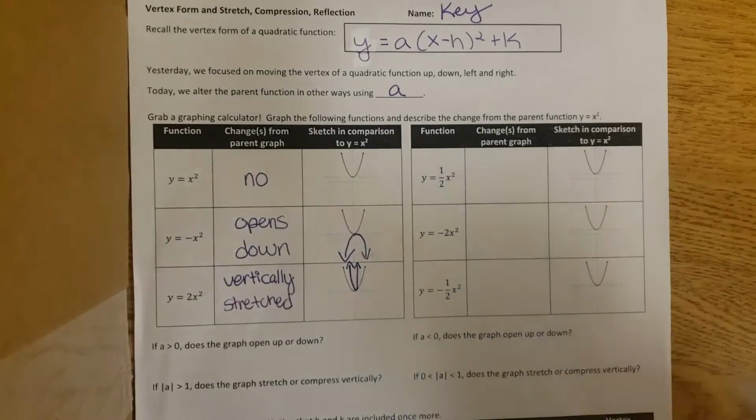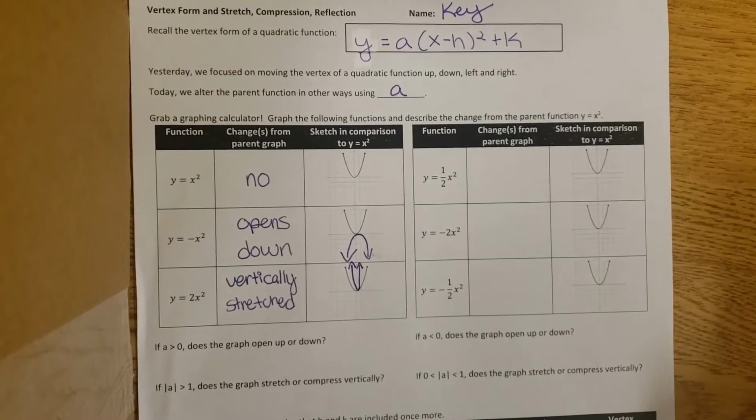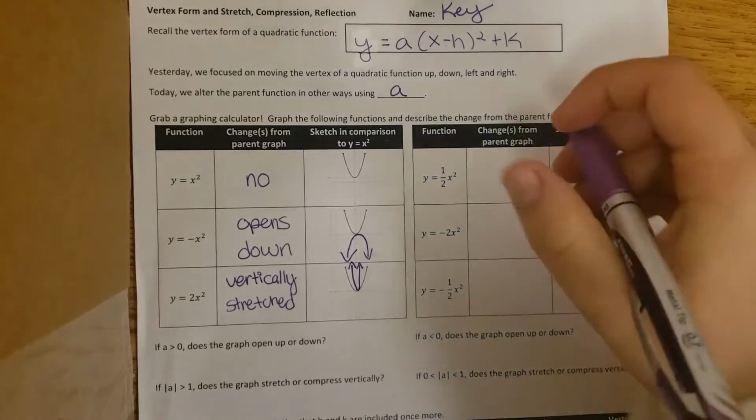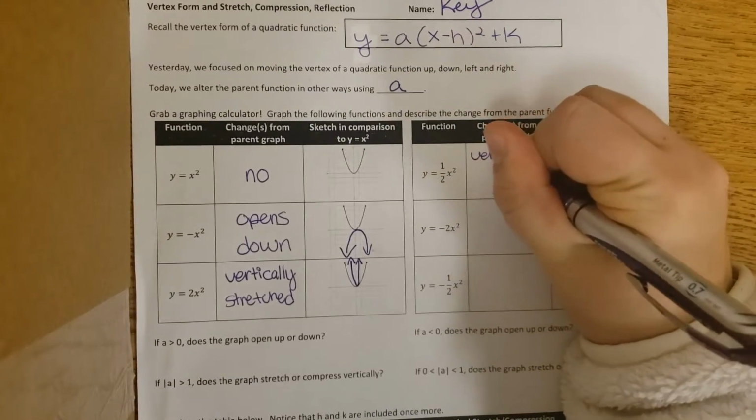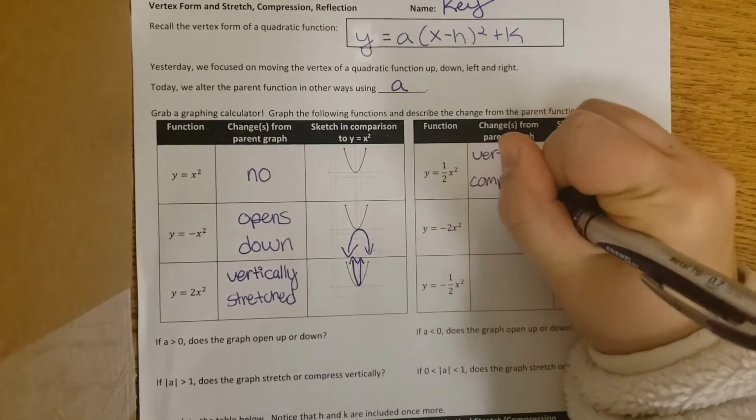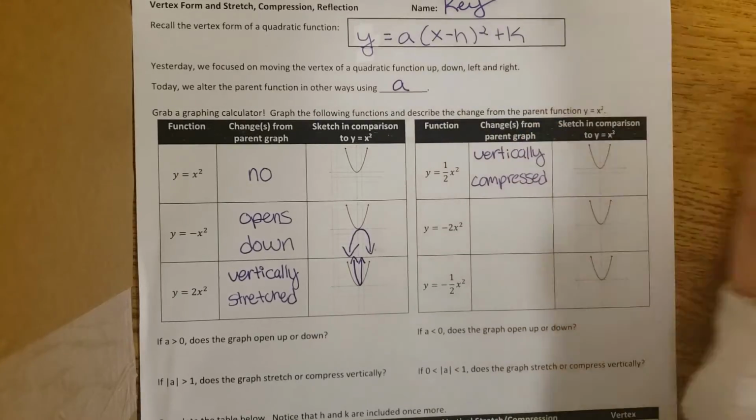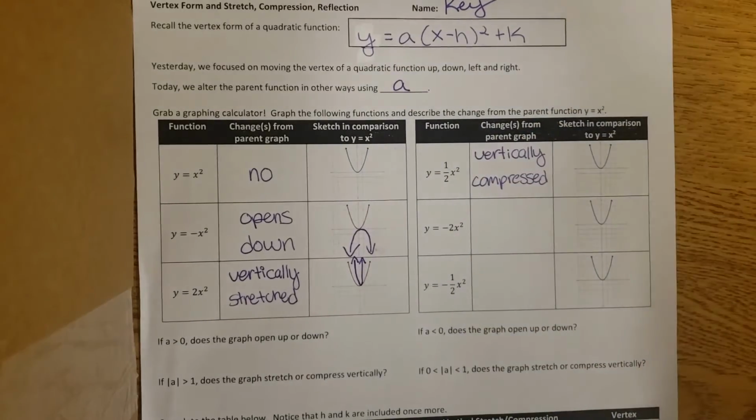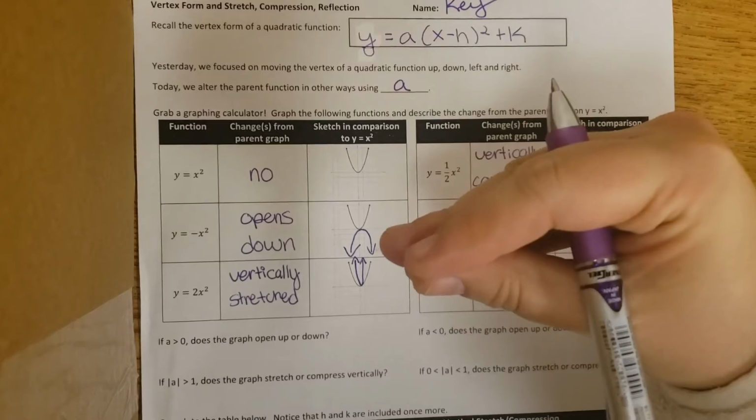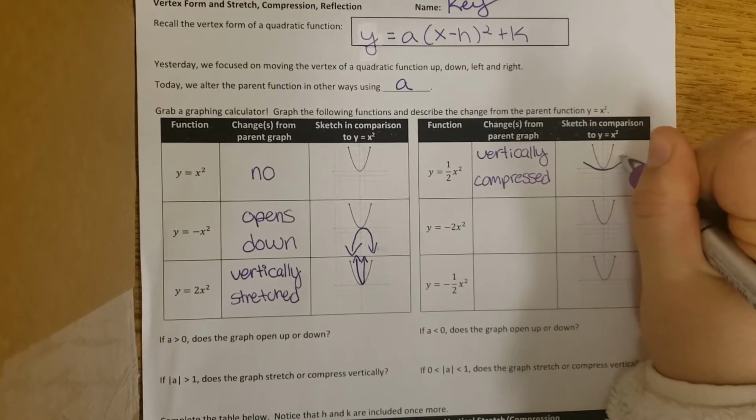So here, we have a 1/2 out in front, so that does something a little bit different. 1/2 makes things shorter and fatter, so we're going to say it was vertically compressed. And a compression means that you are making things shorter and fatter, so we're going to squish things down vertically. So I call these Danny DeVito parabolas.